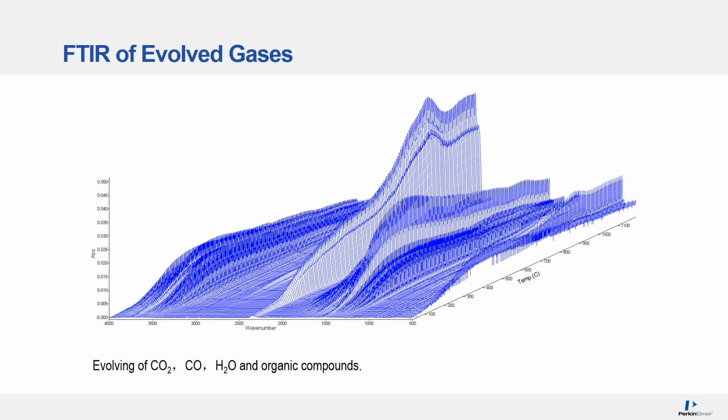The FTIR spectra are collected continuously over the entire heating process in real time. And it's clearly seen that CO2, CO, and water emit from the sample as the sample is being heated. And so water is going to be over here and a little bit in this region. Your CO2 is here, and then your CO is in this region also.